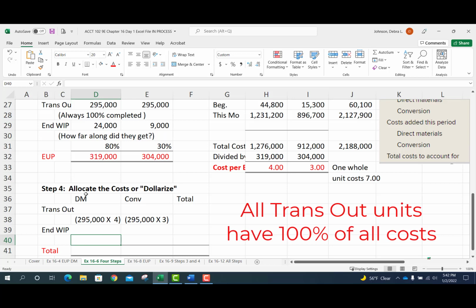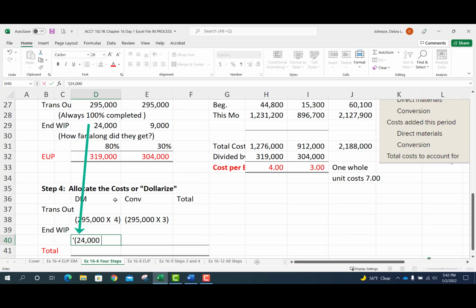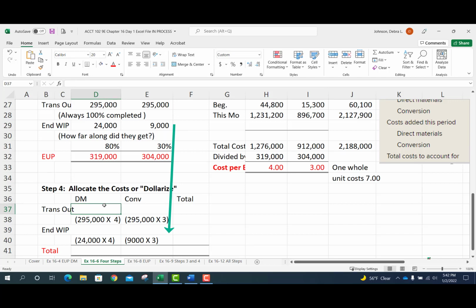The last layer here, ending WIP, again, the hard part's been done. We know that there's 24,000 of equivalent units sitting in ending WIP for materials. So let's take that 24,000 units multiplied out by the $4 per unit. And then in the conversion, we have those 9,000 equivalent units costed at $3 per unit. Take a moment and do the math, and let's come back and check our calculations.